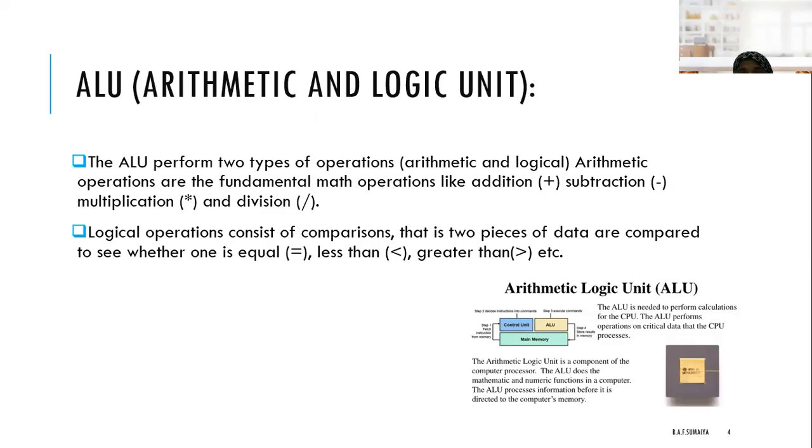The ALU performs two types of operation, arithmetic and logical. Arithmetic operations are the fundamental math operations like addition, subtraction, multiplication, and division. Logical operations consist of comparison, that is, two pieces of data are compared to see whether one is equal to, less than, greater than, etc.